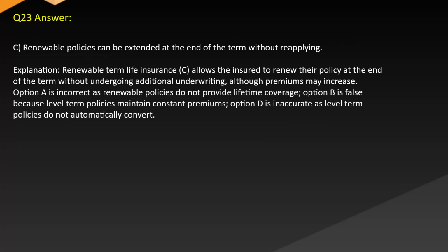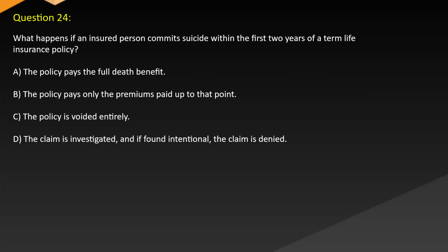Answer: C. Renewable policies can be extended at the end of the term without reapplying. Explanation: renewable term life insurance, C, allows the insured to renew their policy at the end of the term without undergoing additional underwriting, although premiums may increase. Option A is incorrect, as renewable policies do not provide lifetime coverage. Option B is false because level term policies maintain constant premiums, and option D is inaccurate, as level term policies do not automatically convert.